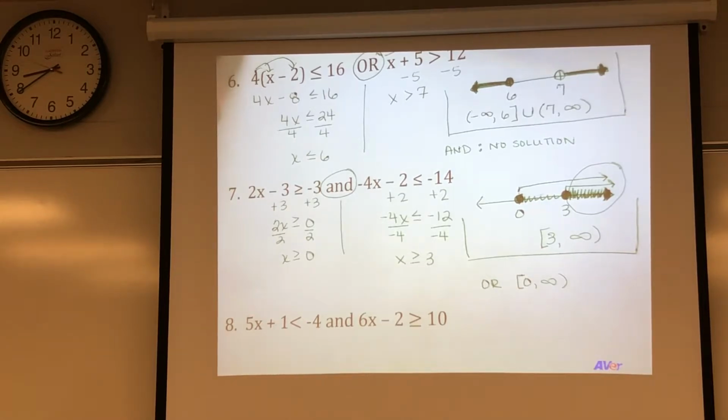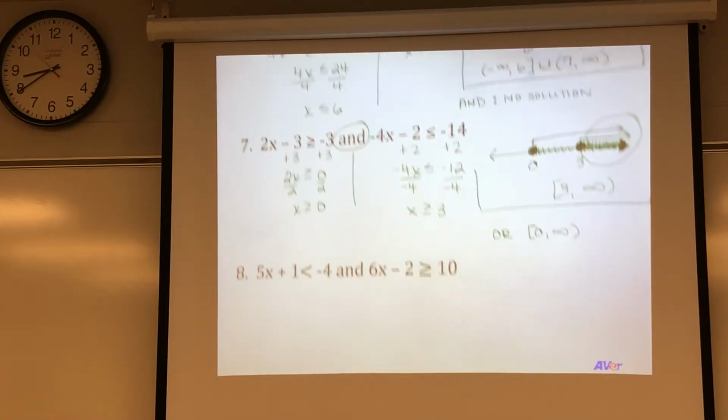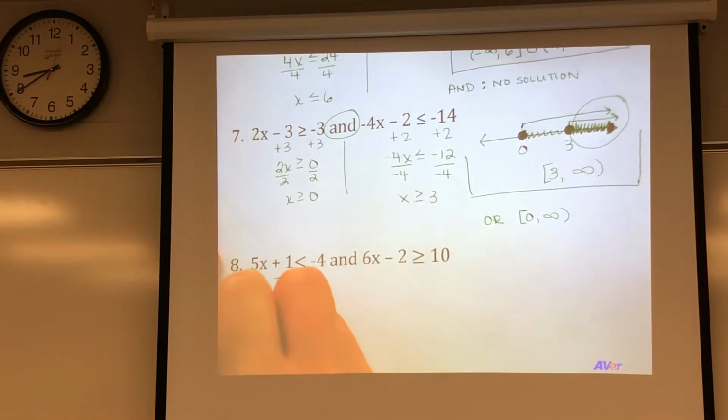Okay. All right, number 8, I want you to hit pause, try that one, and then come back and see if you got the right answer. All right, we're going to start by solving, so we're going to subtract 1. We have 5x is less than negative 5. Divide by 5. X is less than negative 1.